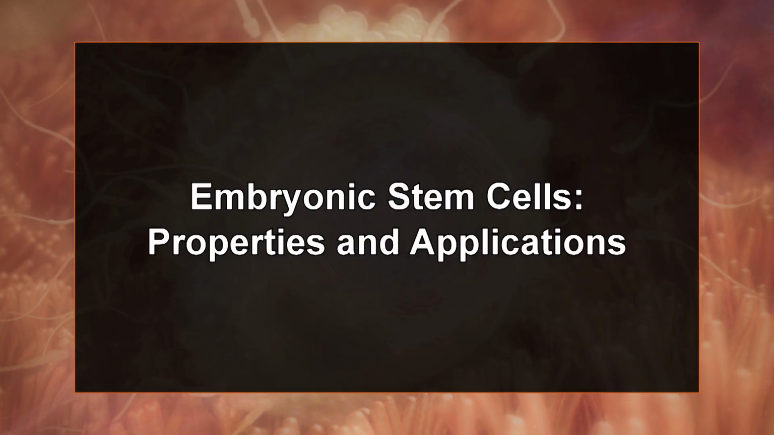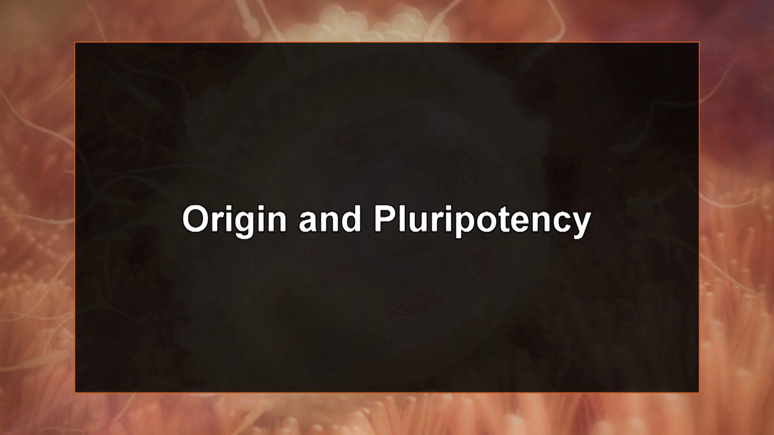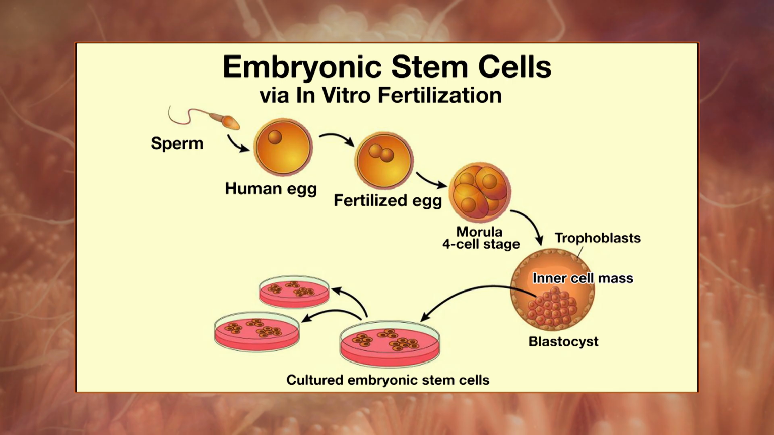Moving on to embryonic stem cells, their properties and applications. Origin and pluripotency. Embryonic stem cells are derived from the inner cell mass of the blastocyst and are pluripotent, meaning they can differentiate into all three germ layers: the ectoderm, mesoderm, and endoderm. First isolated from human blastocysts in 1998 by James Thomson.